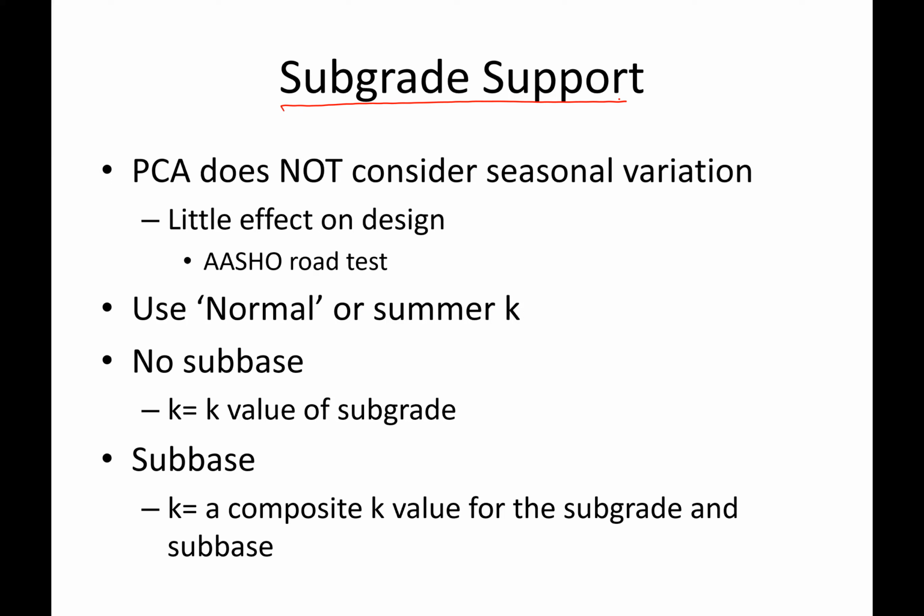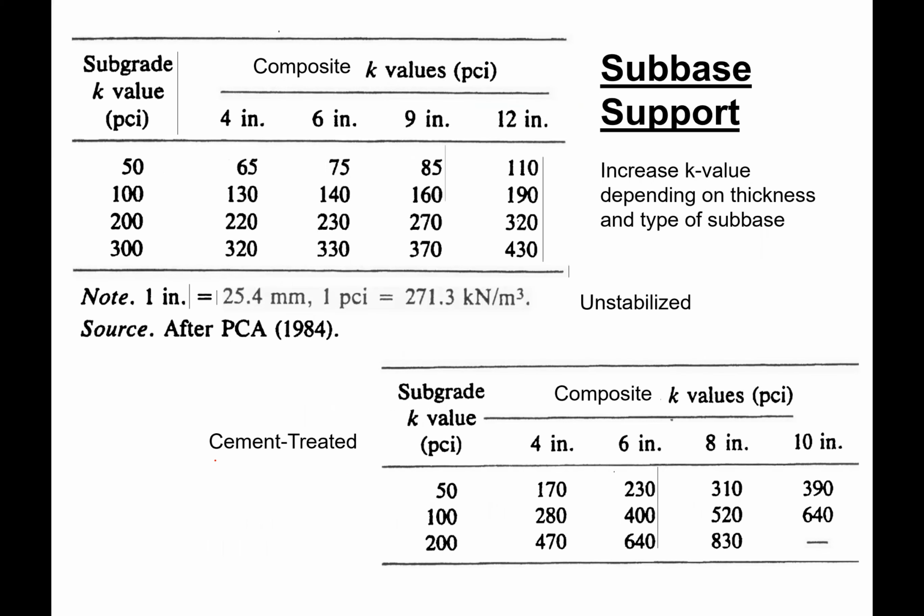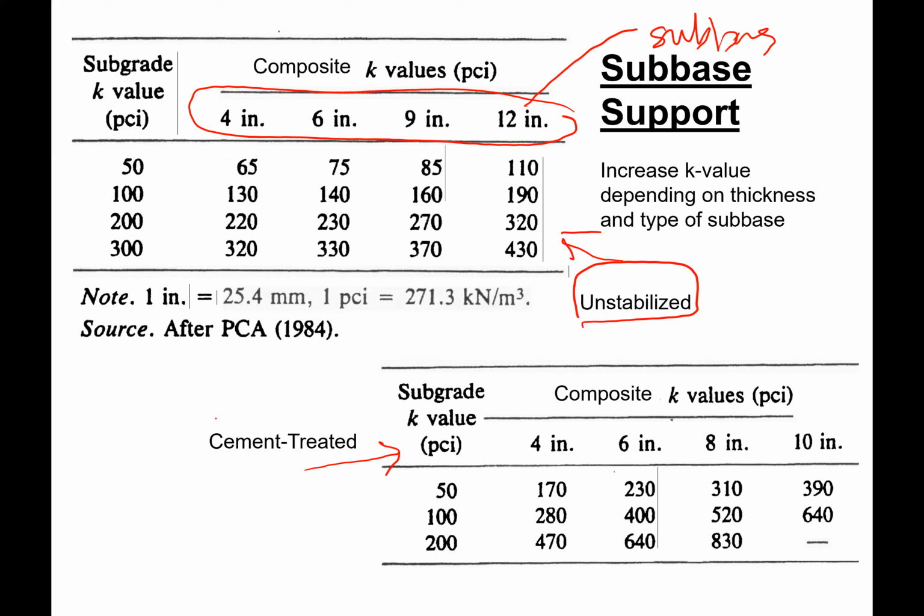If there's no subbase, the K depends on the subgrade. If there's a subbase, meaning you have subgrade and subbase, the K value will be slightly increased, depending on how thick the subbase is that you want to apply. This is the table for subgrade K value, with the subbase thickness. This is for unstabilized subbase, a normal granular subbase. This is for cement treated subbase.